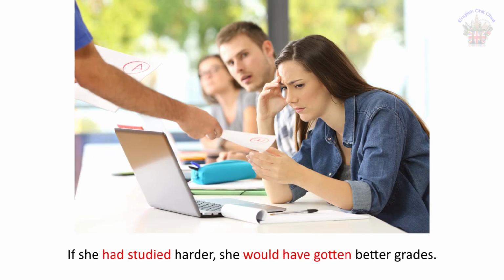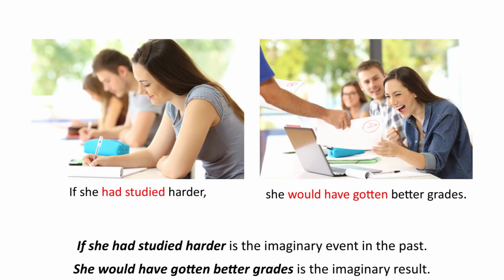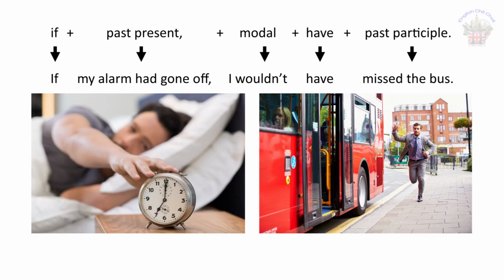If she had studied harder, she would have gotten better grades. If she had studied harder is the imaginary event in the past. She would have gotten better grades is the imaginary result. To make third conditional sentences, we use if plus past perfect, comma, plus modal plus have plus past participle.